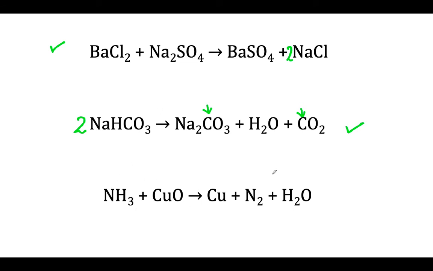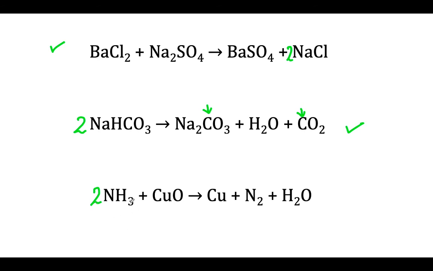All right, let's take a look at this last one. So NH3 plus CuO gives Cu plus N2 plus H2O. So right off the bat, I'm going to start with nitrogen. I've got 1 nitrogen on the left side, 2 nitrogens on the right side. So I'm going to put a coefficient of 2 here to balance the nitrogens out.